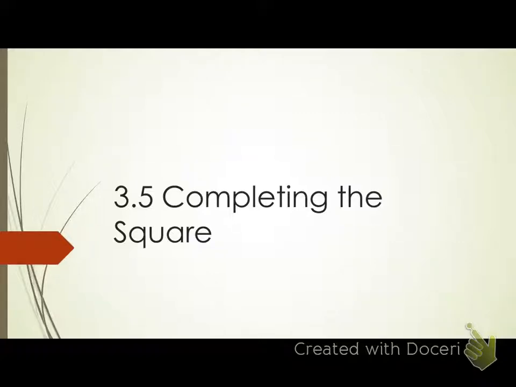So we're skipping over 3.4, which we didn't really technically skip over because we did 3.4 at the beginning of this unit. Remember the complex numbers, the i squared, stuff like that? That was 3.4. So now we're into 3.5, completing the square.